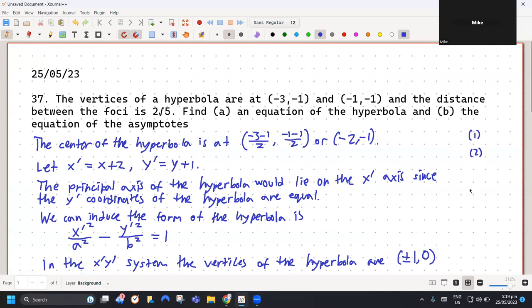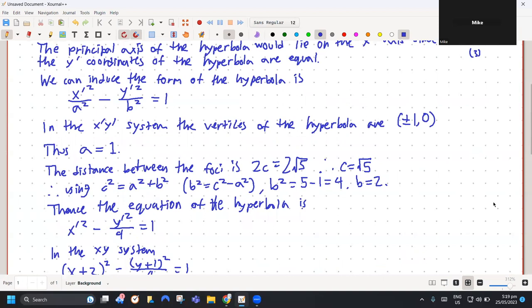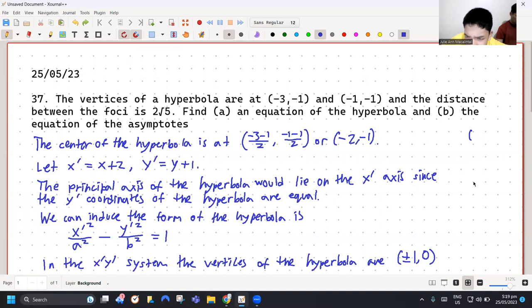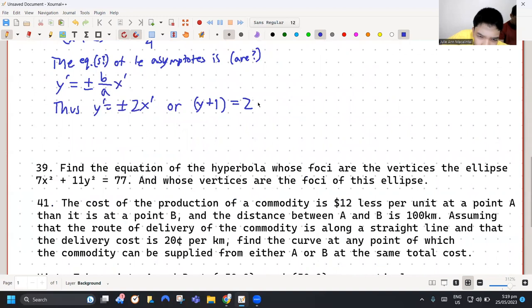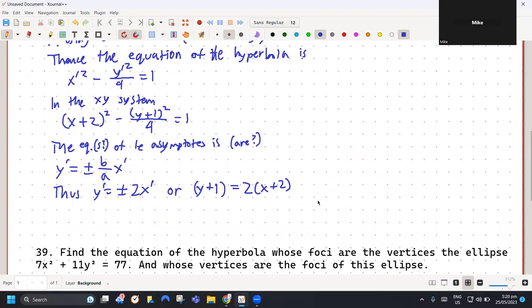Okay. Teka, yan yung sa ano, di ba? Yung equation niyan ay in what coordinate system? Okay, so kung kailangan natin, may dalawang hiwalay na equations for the asymptotes in the unprimed system.